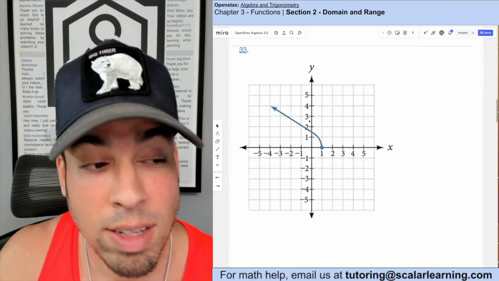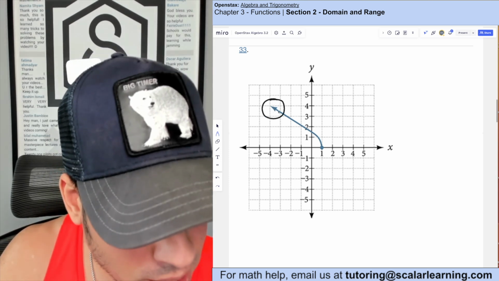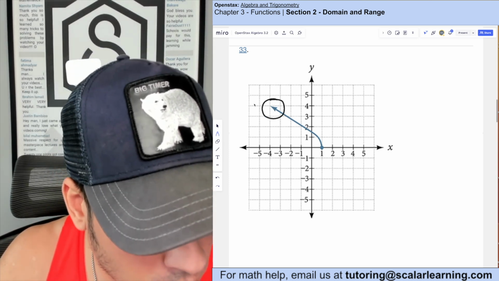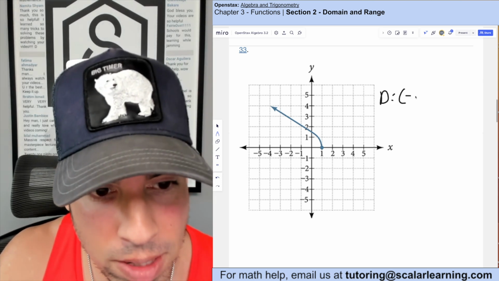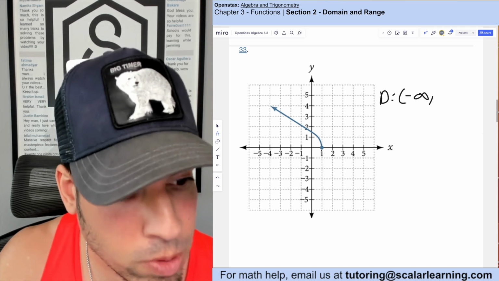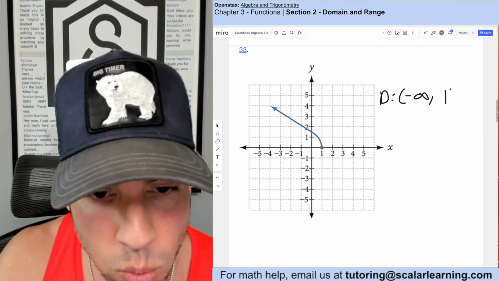Boom, done. Now this one is interesting because we have an arrow indicating it goes continuously to the left, aka the domain is going to go all the way from -infinity, right, up to 1. And that's a hard stop at 1, including it.